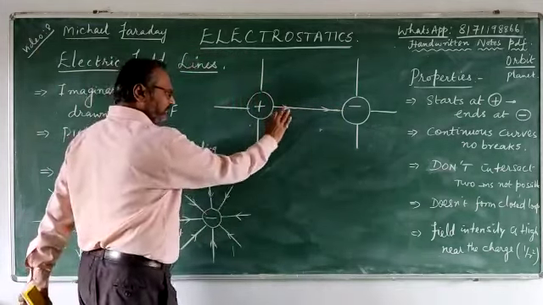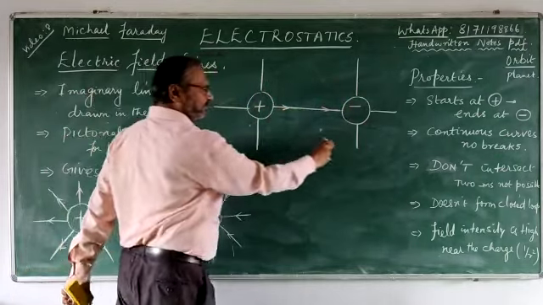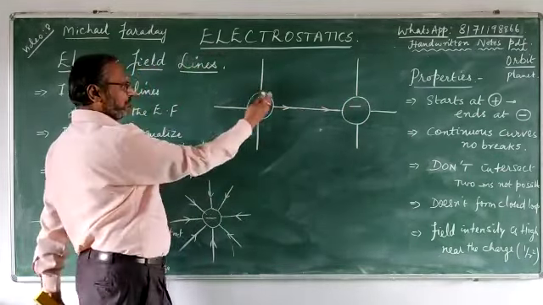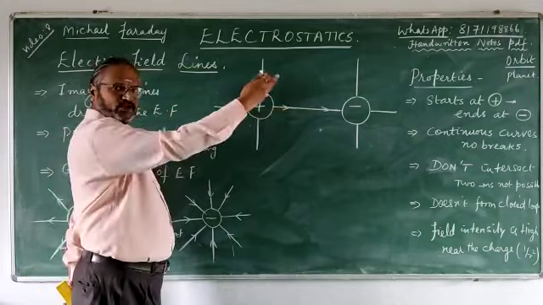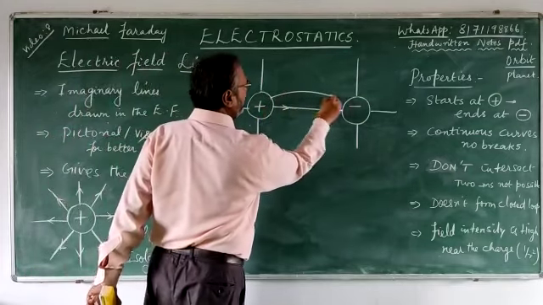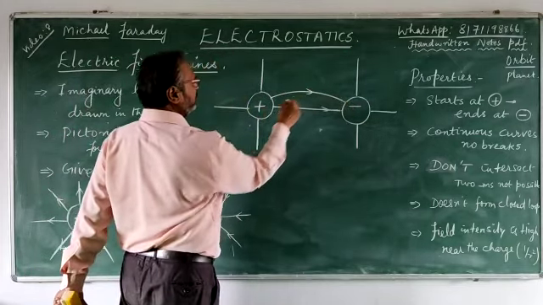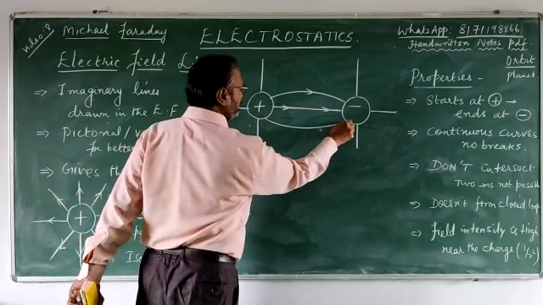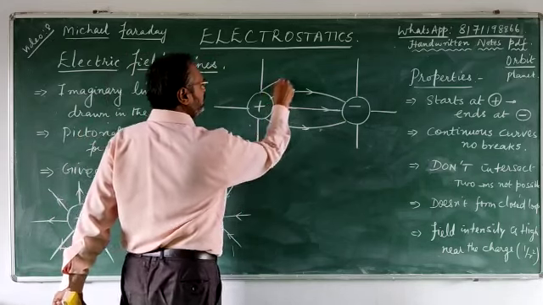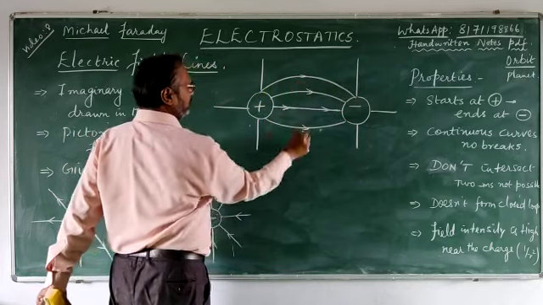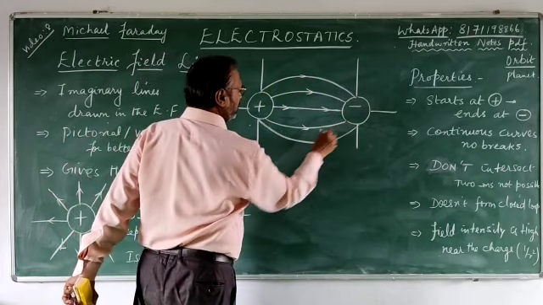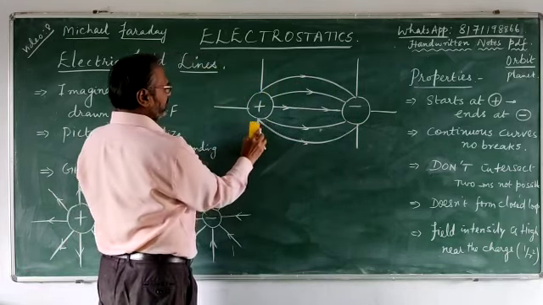There are n number of lines, an infinite number of lines. As you wish, you can draw; it's arbitrary, it's your choice. So, let me take one more line. It starts from positive and ends in negative. And so on and so forth, I can go on drawing it.